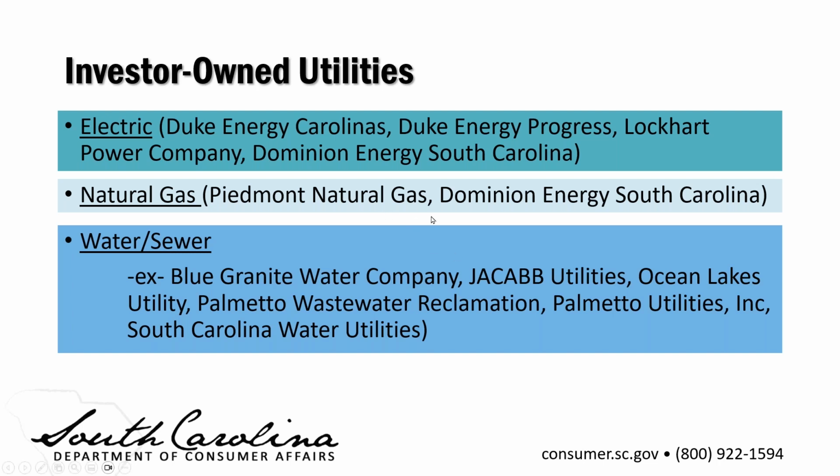But here, what I am showing you is that in South Carolina, there are really only these electric companies. So Duke Energy Carolinas and Duke Energy Progress. Carolinas being in the upstate and Progress more towards the Pee Dee. You have Lockhart Power Company also in the upstate, and the Dominion Energy South Carolina. Even less natural gas companies that are investor owned. Dominion Energy and Piedmont. Piedmont is a Duke Energy affiliate. There are approximately 30 regulated water and sewer companies. Just giving you a few examples here. But again, this wouldn't include something like City of Columbia Water.